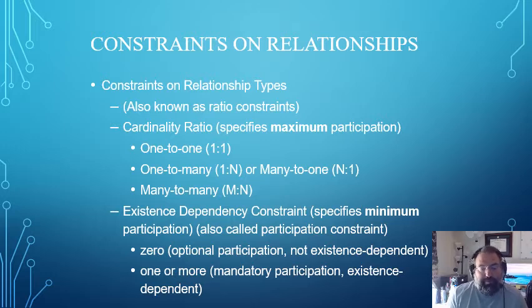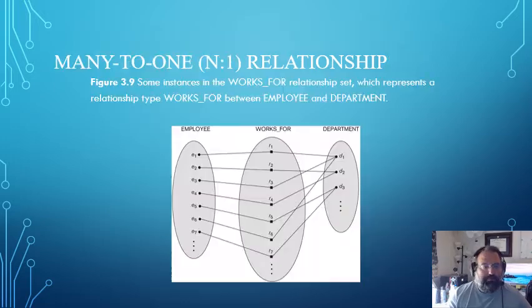The existence dependency constraint specifies the minimum participation, also called the participation constraint, which is either 0, so it's optional and they need not have an existence dependence, or 1 or more, mandatory participation, so you have to have the value or you can't exist. Existence dependent basically means that one thing cannot exist unless the other thing does as well.